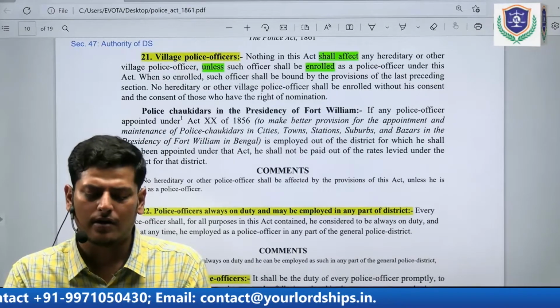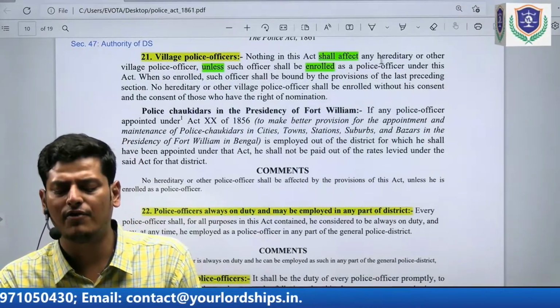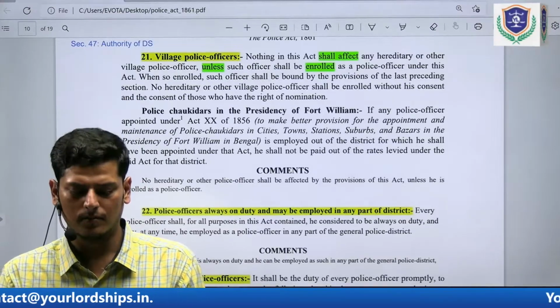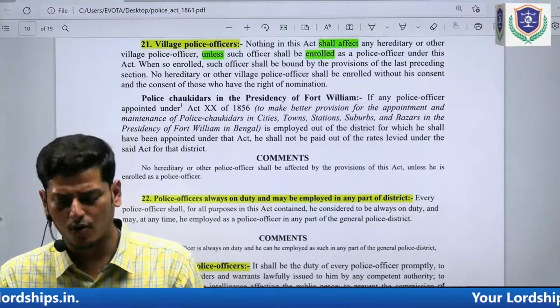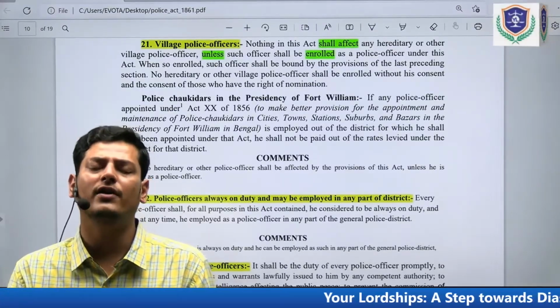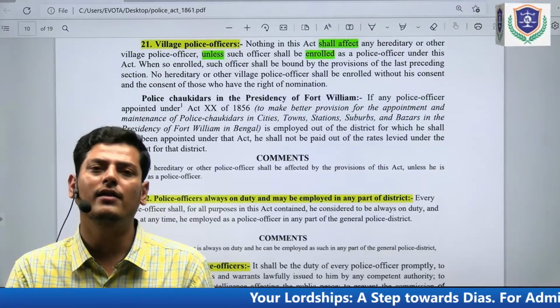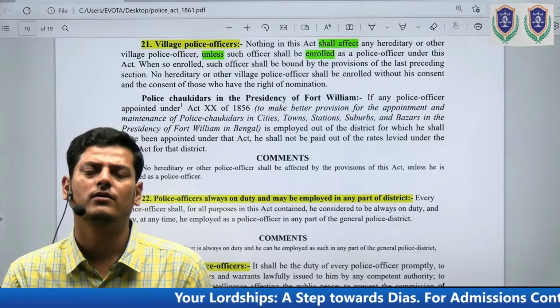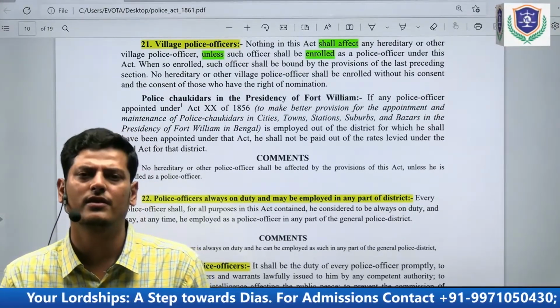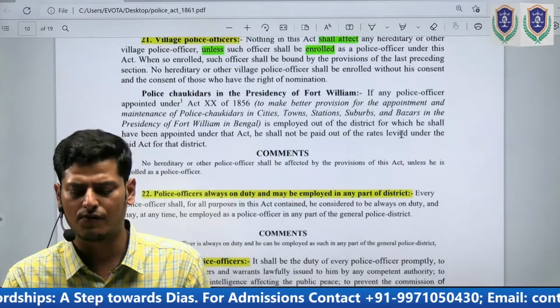Nothing in this act shall affect any hereditary or other village police officer unless such officer shall be enrolled as a police officer. So their position will not be affected unless and until they have been formally enrolled. जैसे पुलिस का एनरोलमेंट होता है वैसे विलेज पुलिस ऑफिसर है तो उसका भी एनरोलमेंट होना चाहिए. ओके, हेरिडिटरी पुलिस ऑफिसर्स का.